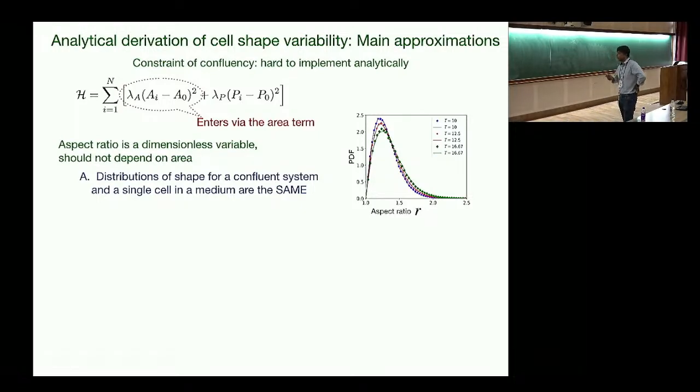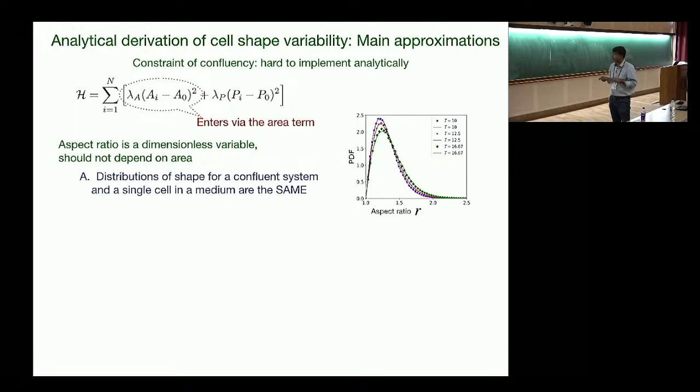Now the first point is that the constant of confluency is not crucial for the aspect ratio distribution. We have argued this in several ways, some of them as follows. If the constant of confluency is crucial, then the aspect ratio distribution for a single cell and for a confluent monolayer should be different if you keep all the other parameters the same.